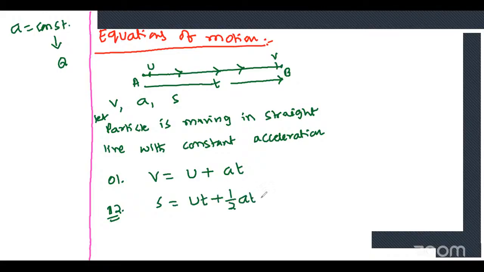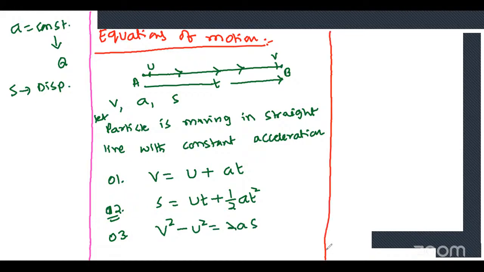Here s should actually be displacement. Since it is moving in a straight line, we can say distance equal to displacement. Actually, we'll consider displacement. Number 3 is v square minus u square equal to 2as. These three are the basic equations.